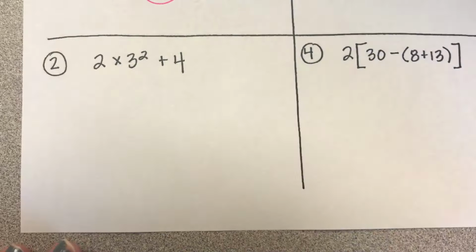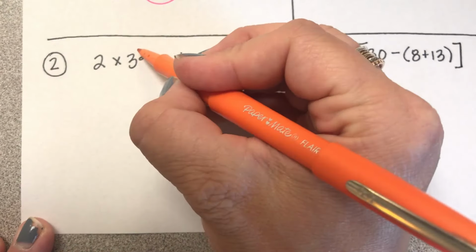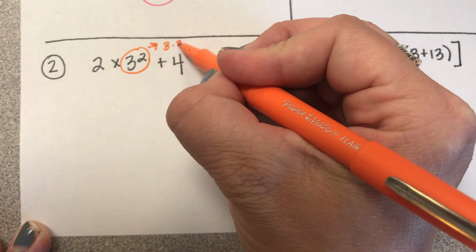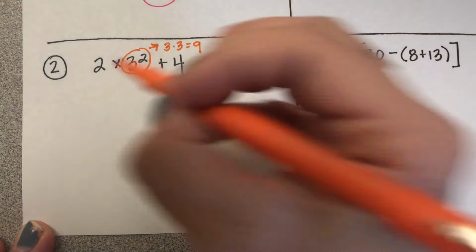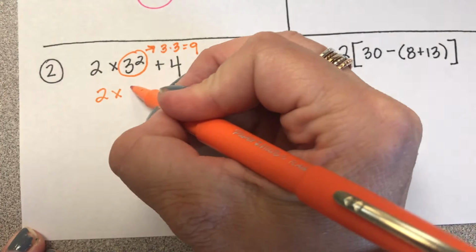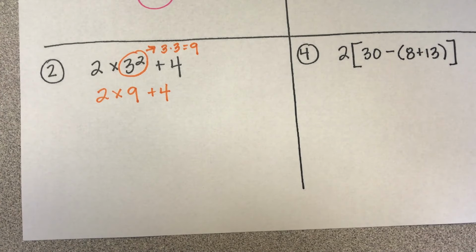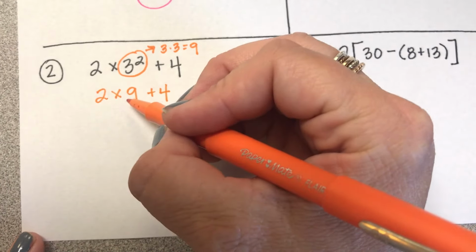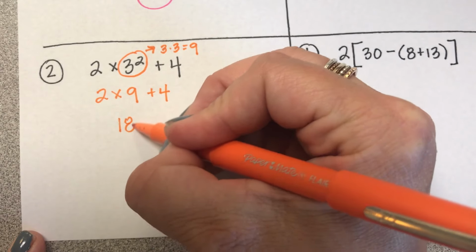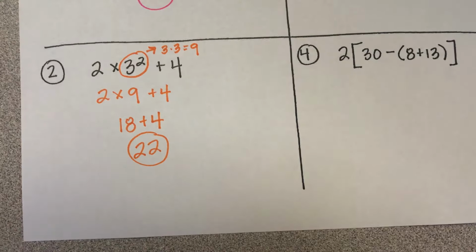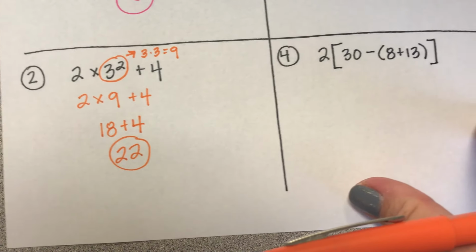Okay, on number 2, there's no parentheses. The exponent that I see is 3 squared, right? And that means 3 times 3, which is 9. So I'm going to do 2 times 9 plus 4. So there were no parentheses. I did the exponents. The next step is multiplication or division from left to right. So the only one I see is 2 times 9, which is 18. And then 18 plus 4 is 22.